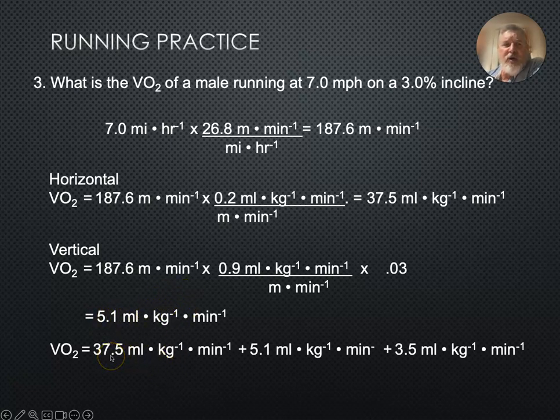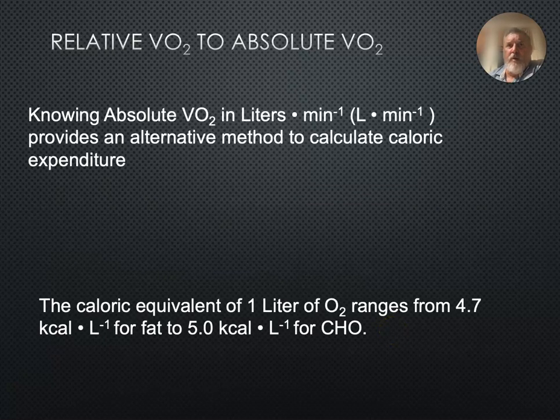If I look at all total, I got the horizontal plus vertical plus rest. So horizontal is 37.5 plus vertical is 5.1 plus rest is 3.5. That gives me 46.1 mils per kg per minute. So I'm going to pause there.